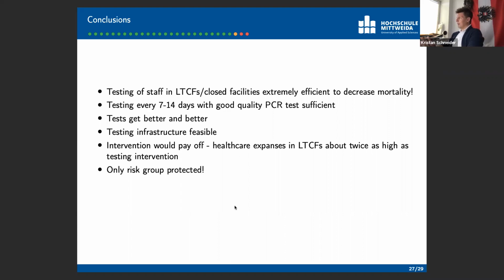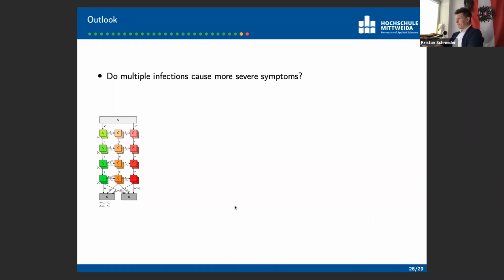Of course, only the risk group is protected with this intervention. Nobody in the general population gets any real protection, but the risk group is the one we want to focus on and that needs the most protection anyhow. Well, having said that, a bit of an outlook.